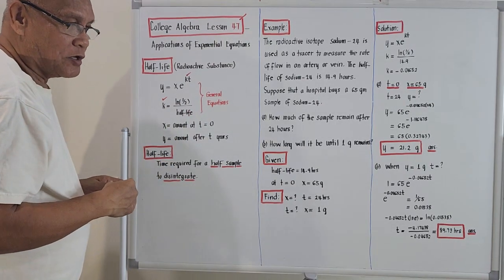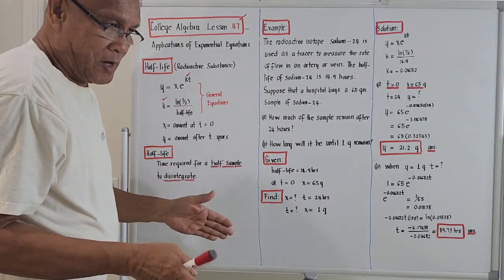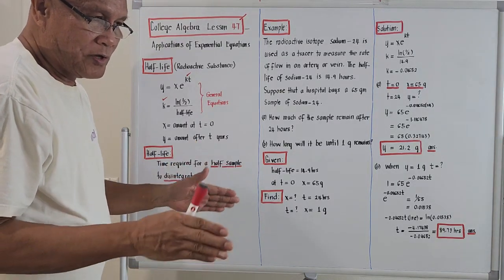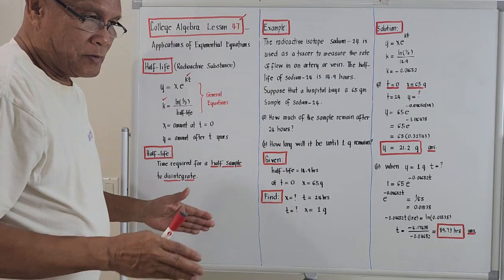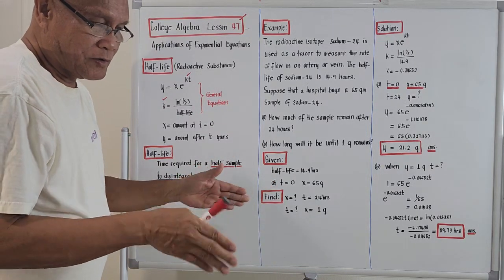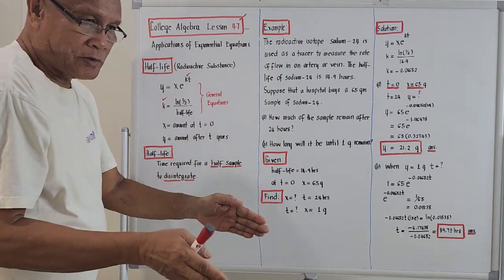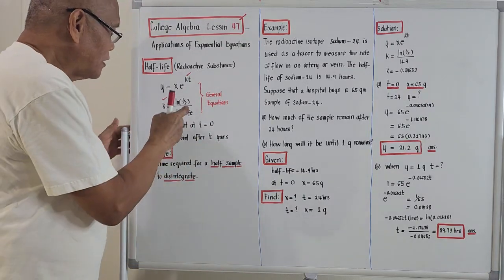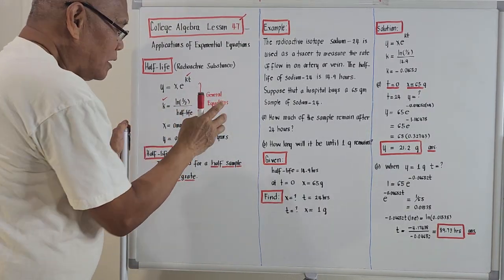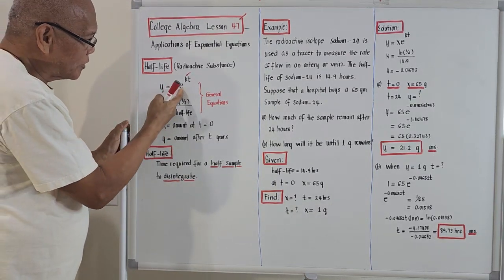These equations were not derived from algebra. Actually, these equations emanate from the study of differential equations. But since our topic is just algebra, I will just give you the general equations on how to compute for the equation y equal to x e raised to kt.